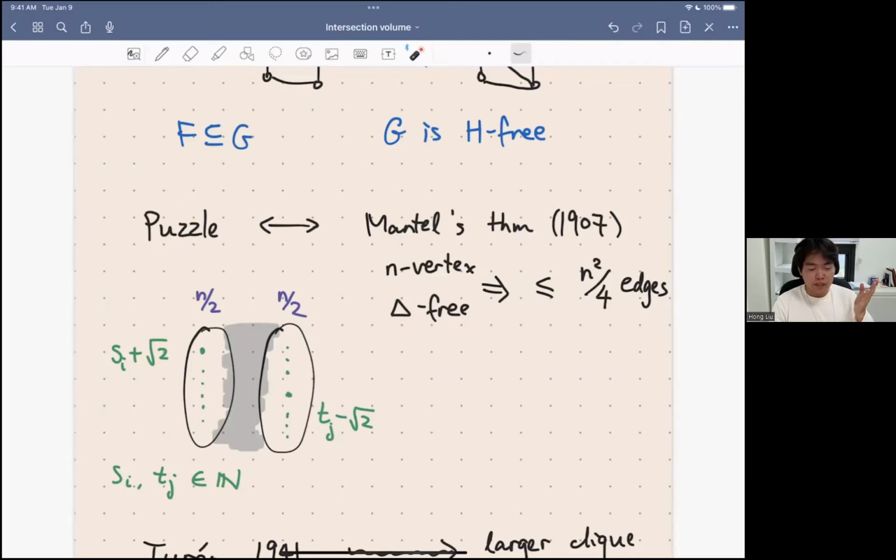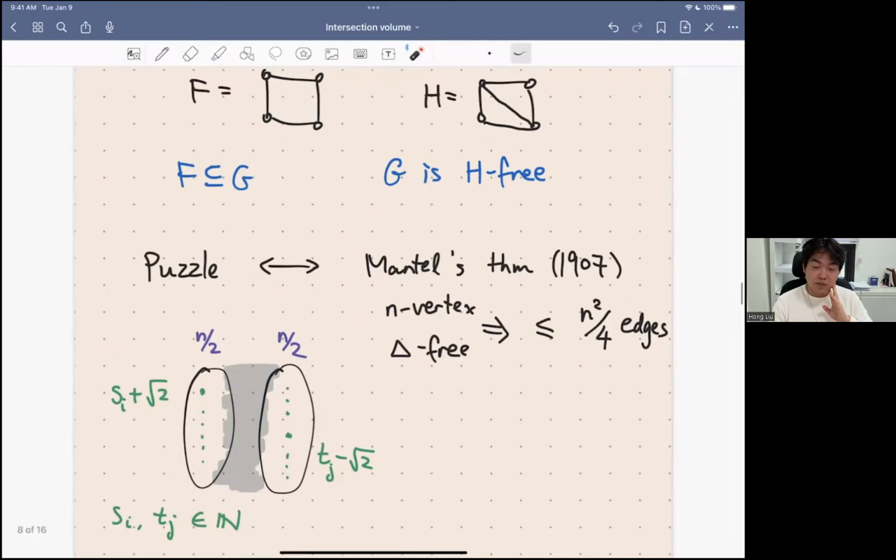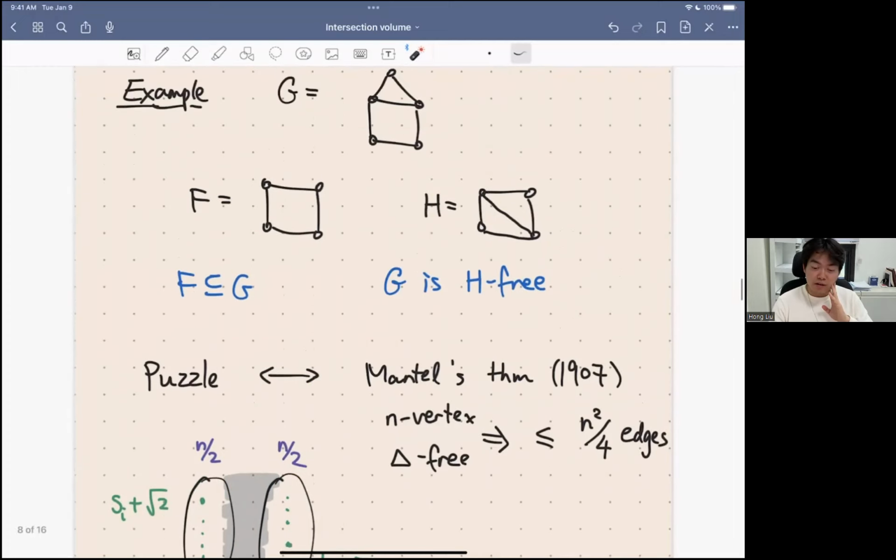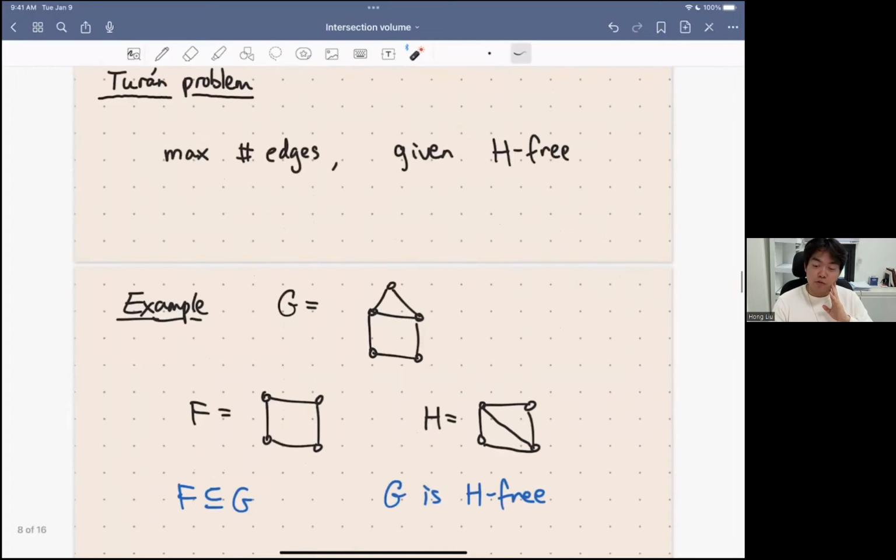We can see this bound is best possible because there are triangle-free graphs realizing n squared over 4 edges. Suppose for a moment n is even. So what we're going to do is partition the vertices into 2 equal parts, put all the edges in between and leave each side independent. So this bound is best possible. And I want to say that the puzzle that I gave earlier, basically Mantel's theorem provides the answer. And the answer is the maximum number of rational pairs is n squared over 4.